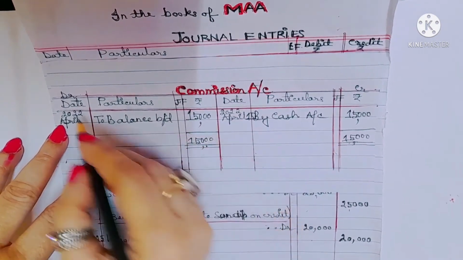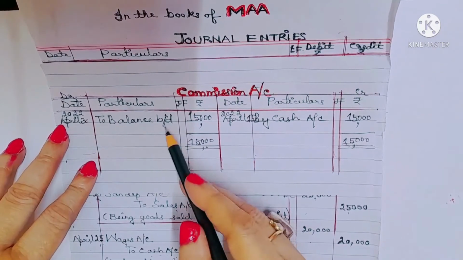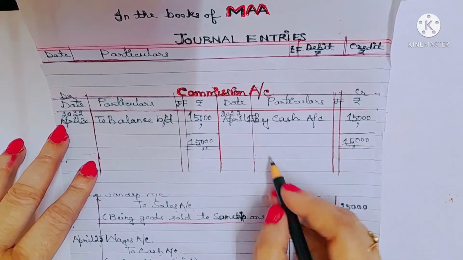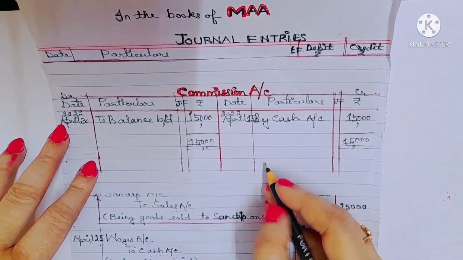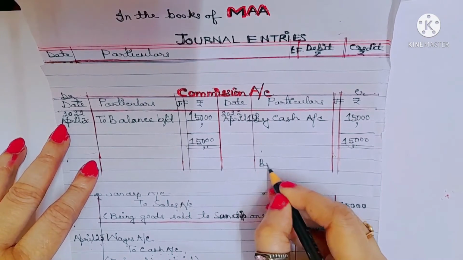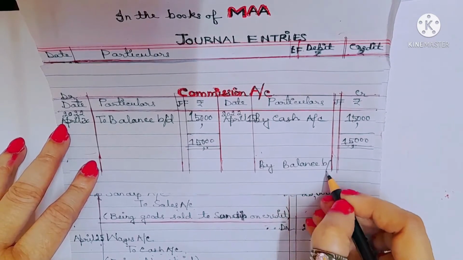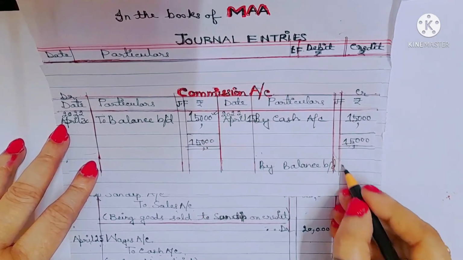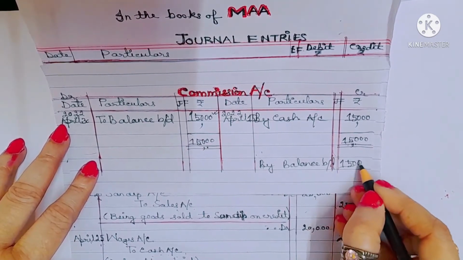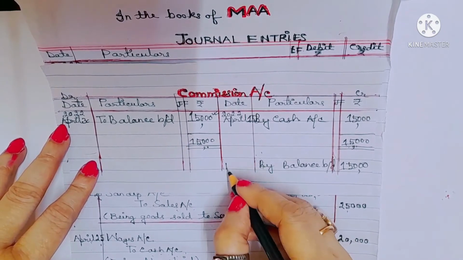And to balance BD on 30th April. And to balance BD will appear again on the opposite side of the credit side, by balance BD beneath the total. This same amount, 15,000. The very next day, May 1st.